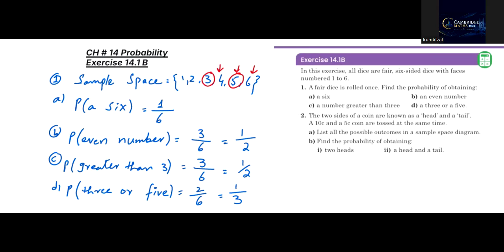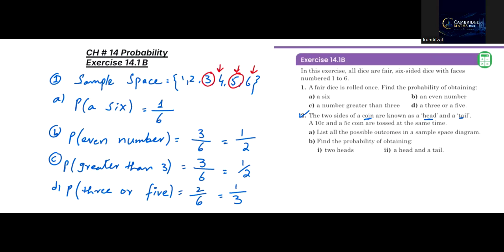In this, they're saying that the two sides of a coin are known as head and tail. Like if you just roll a die, we were having 6 possible outcomes. But if we have a coin, we will be having either head or tail. So a 10C and a 5C coin is being tossed. So basically they're talking about two coins that have been tossed at the same time. So first of all, we need to enlist all the possible outcomes that there can be, because if we have two coins, there must be two heads and two tails, but there can be some kind of sample space that will give us all possible outcomes, and then we will be finding out these two probabilities.